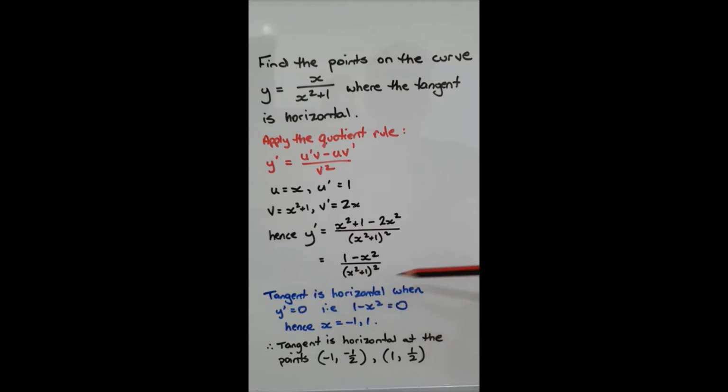Now the tangent is horizontal when y dash is equal to 0, so the first derivative is equal to 0. And that occurs when the numerator is equal to 0. 1 minus x squared is equal to 0. So solving that, we have x equals -1 or 1. Now to find the y values that correspond to that, we need to substitute these values of x into the original function. Therefore, the tangent is horizontal at the points (-1, -1/2) and (1, 1/2).